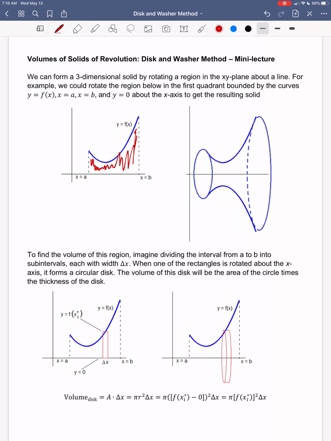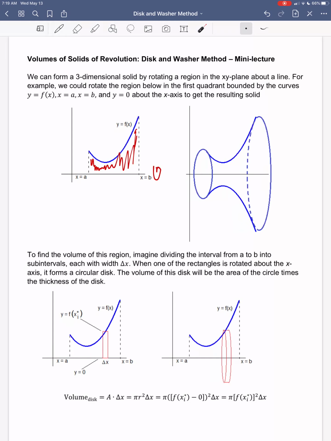So if we rotate that about the x-axis, we would get this sort of solid here, right? So we've got the curve up there that gets reflected down below, and as that gets rotated, we get circular cross sections as we would go across that solid, and so that's the task, is to find the volume of this solid here.